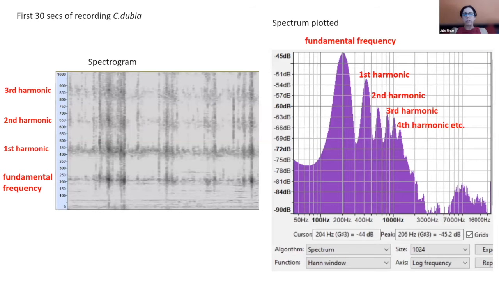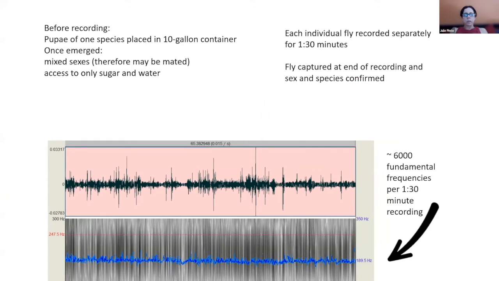So with any noise that you're recording, you will see what's called the fundamental frequency or pitch, in addition to the harmonics, which come at higher rates. For the purpose of my research, I was looking at only the fundamental frequency, and I was using that to classify the species. So I put the pupae in a 10-gallon container that enabled the flies, once they emerged, to have enough room to practice flying, so that when I recorded them, it wasn't the first time they were flying.